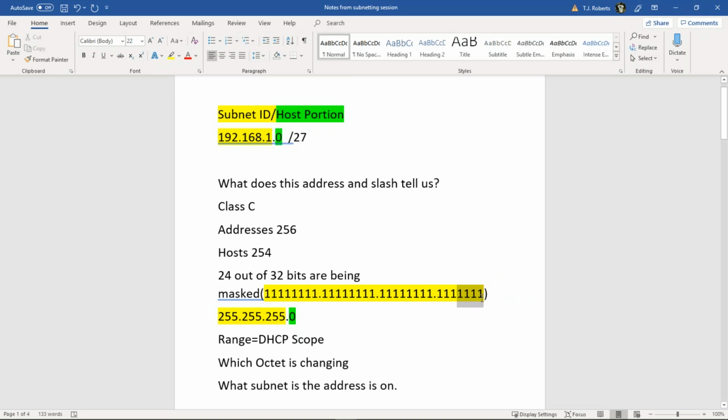So that would mean these are 4s, right? Okay, so this is what the subnet mask is going to look like. Now the question is, what is this down here going to look like?